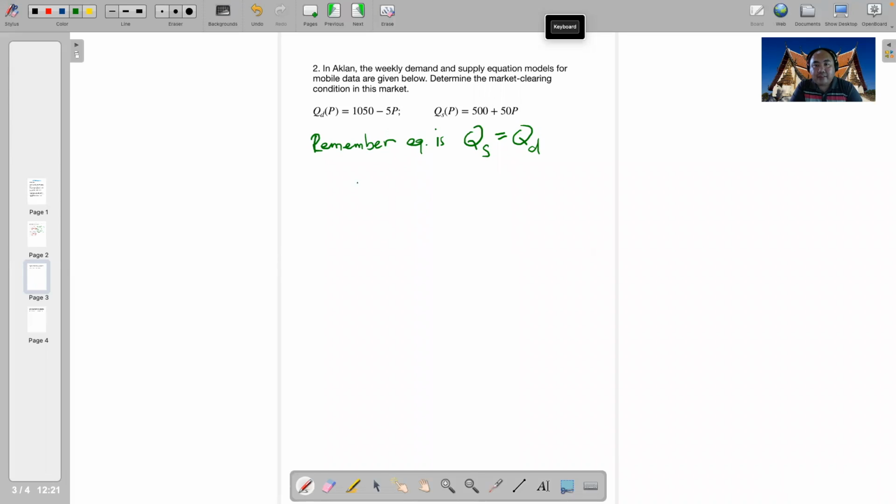So that means that 500 + 50p is equal to 1050 - 5p. This is easy. This becomes 55p is equal to 550. Now we just divide this by 55 and we have p equal to 10 pesos. What does this mean? We put the subscript: P equilibrium is 10 pesos. This means that at this price level, equilibrium will occur.